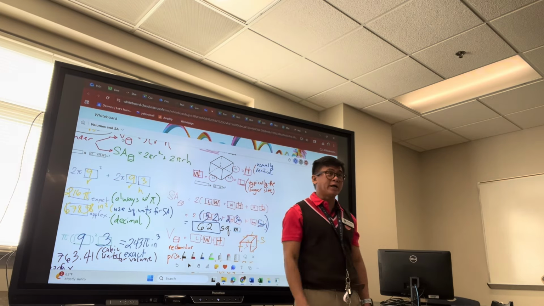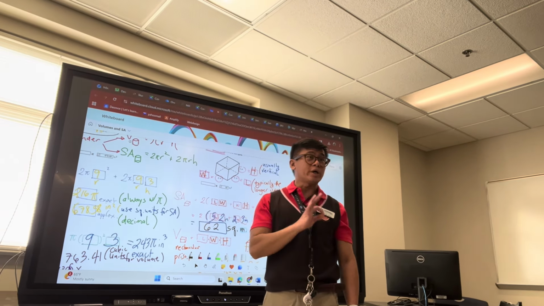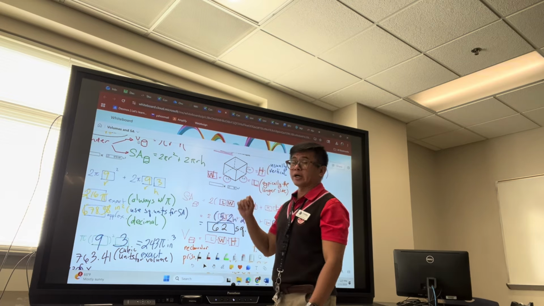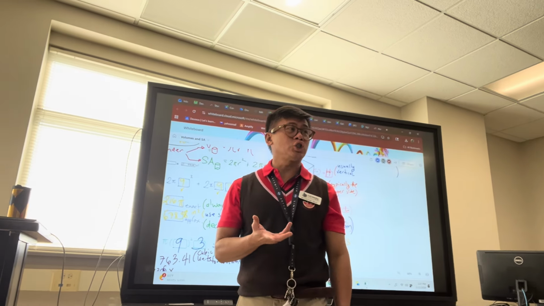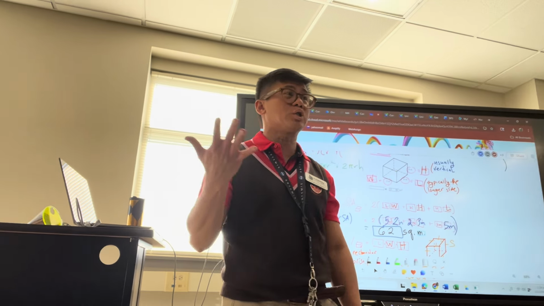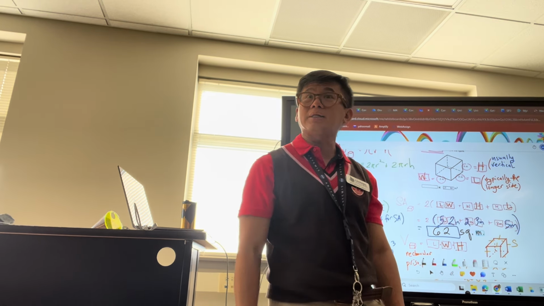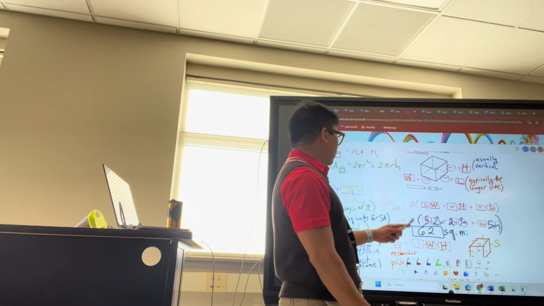When you say area, the units will always be what? Square units. In this case, square meters, okay? In English, units can be square inches or square feet, square miles, okay? Good. For the volume, what do we do?